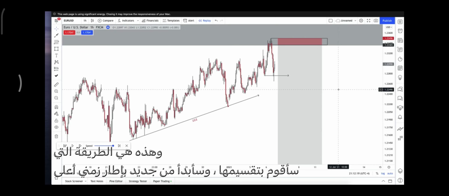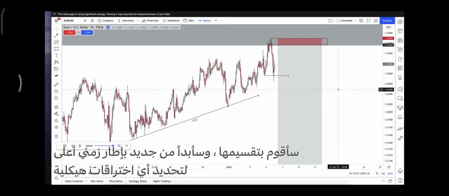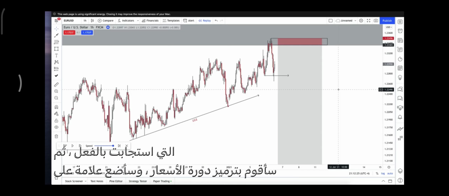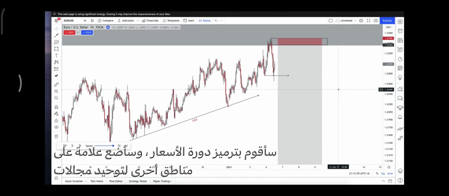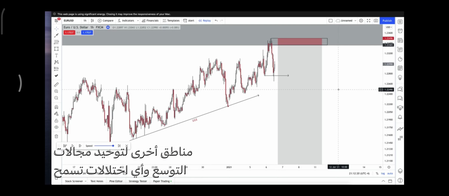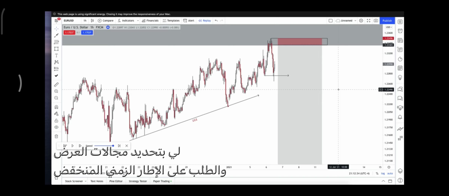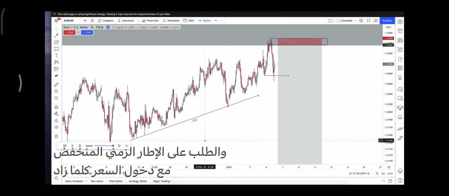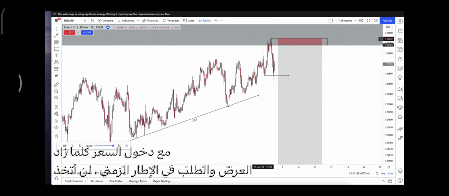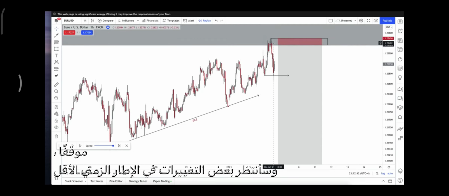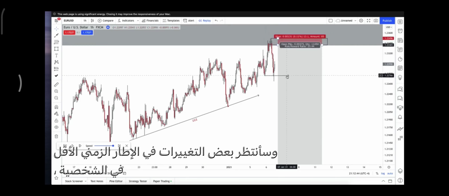I'll start off with a higher time frame, mark out any structural breaks, mark out any supply and demand areas that have already reacted off. Then I'd mark out the price cycle. I'd mark out the areas of consolidation, the areas of expansion, and any imbalances that allow me to identify areas of supply and demand on the lower time frame. As price taps into the higher time frame supply and demand, I won't take a position. I'll wait for some lower time frame change of character.